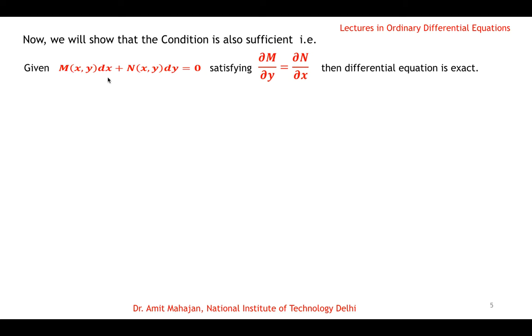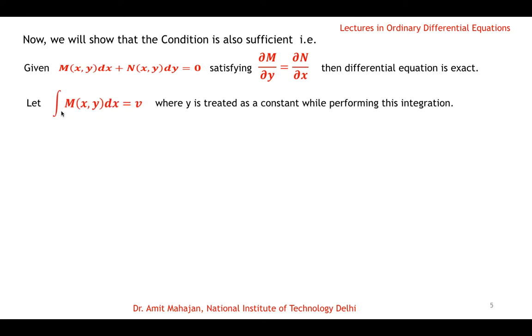So now we are given that this differential equation satisfies the condition, and we will prove that this differential equation is exact. That means the left hand side can be written as the derivative of some function u. So to prove this, let the integral of M dx be equal to some function v, where y is treated as a constant while performing this integration. So we are integrating with respect to x, treating y as a constant here, and the result is some function v of x and y.